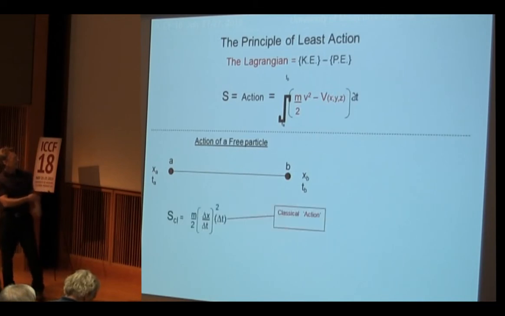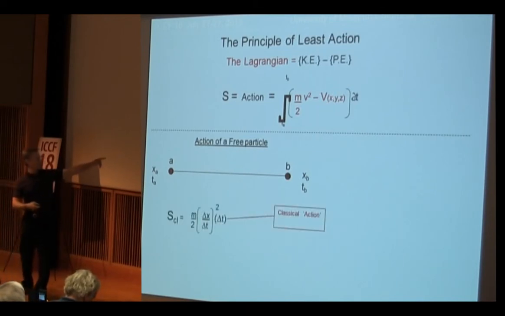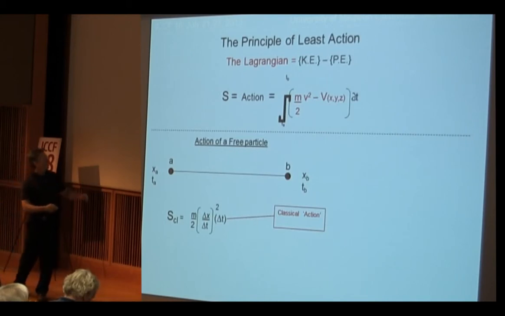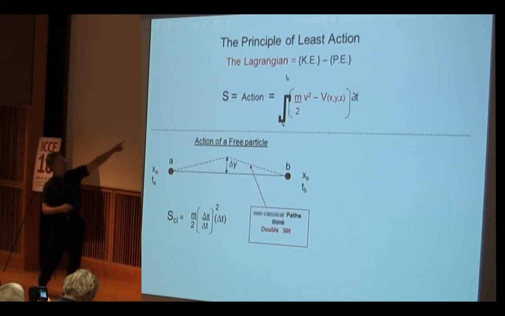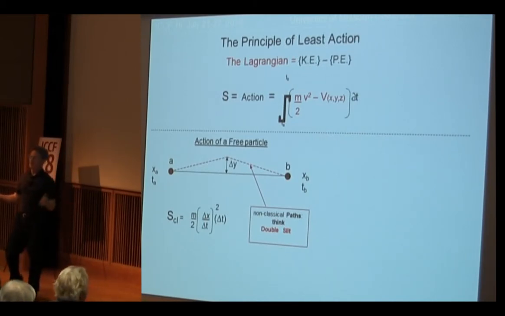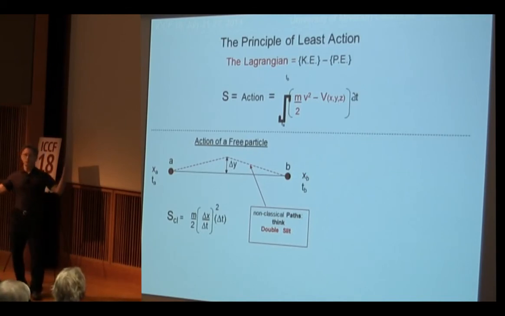Time A, time B. We're going to calculate the action. So that's the action of the classical path. It's just 1/2 mv squared times delta t. That'll be the action. It's fairly straightforward. But now we need the action for all these non-classical paths. I know that sounds weird, but that's what you have to do. That's the way the real world works.